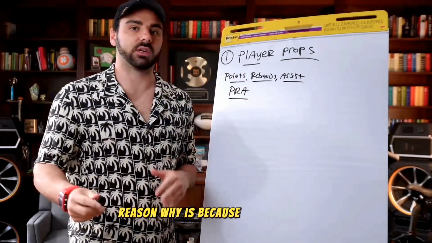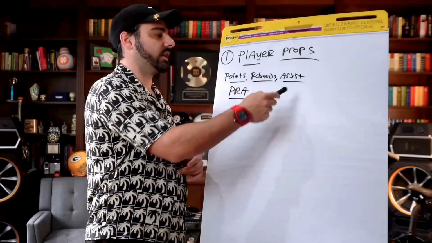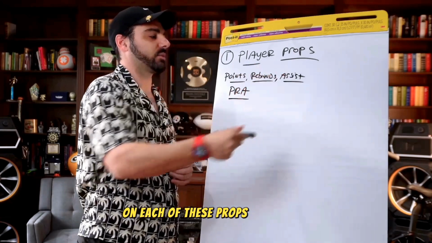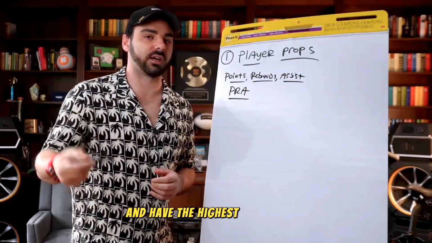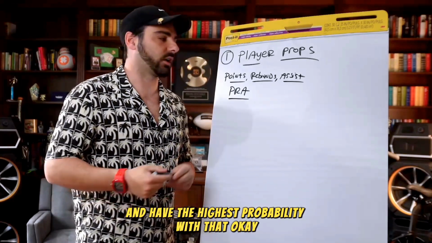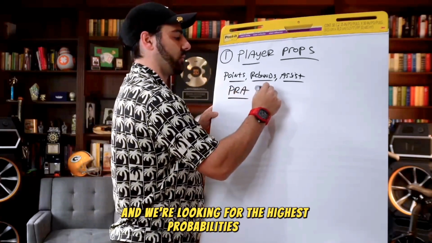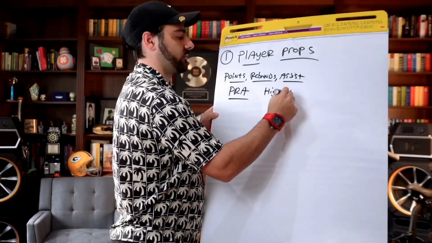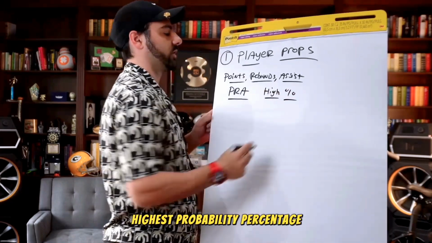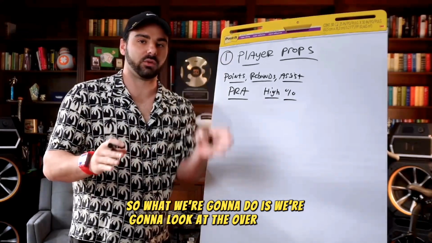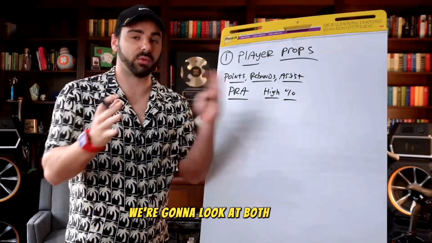The reason why is because when you are trying to do it individually, you're not going to be able to buy enough points on each of these props to make it really worth it and have the highest probability with that. Okay, so what we're doing here is we're looking at the PRA and we're looking for the highest probability percentage. So what we're going to do is look at the over and the under. We're going to look at both sides here.